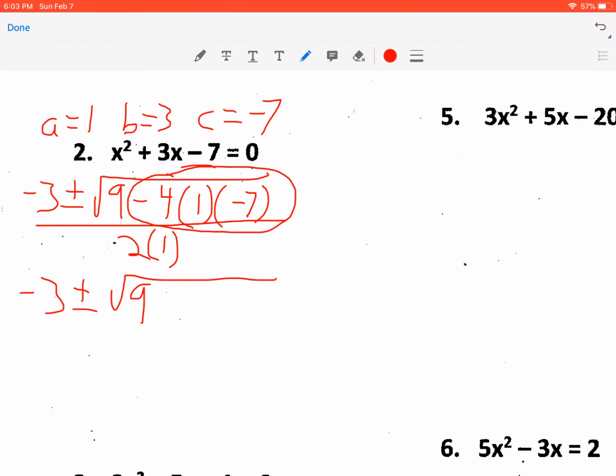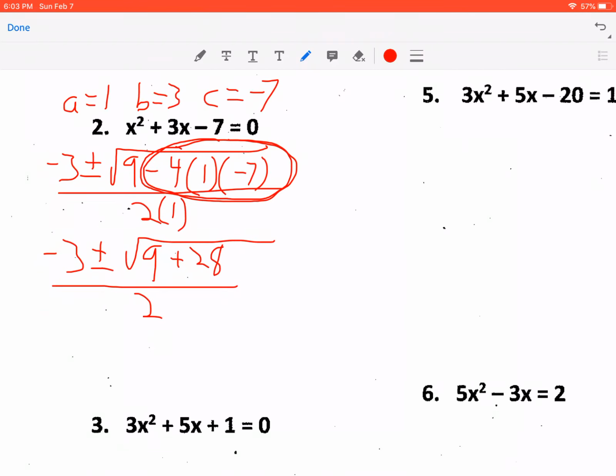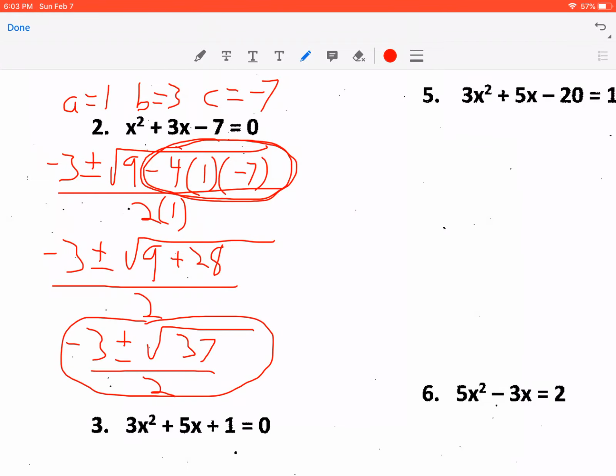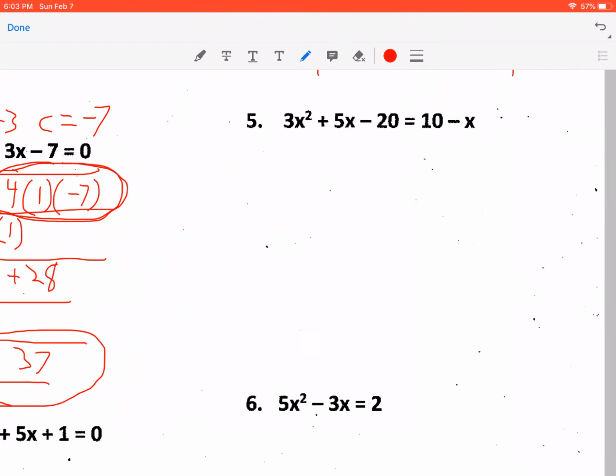9. Okay. Negative 4 times 1 is negative 4 times a negative 7. That's plus 28. Divided by 2. What's 28 plus 9? That's 37. So negative 3 plus or minus radical 37 over 2. Unless you can break down 37, which you can't, leave it. Best you could do.